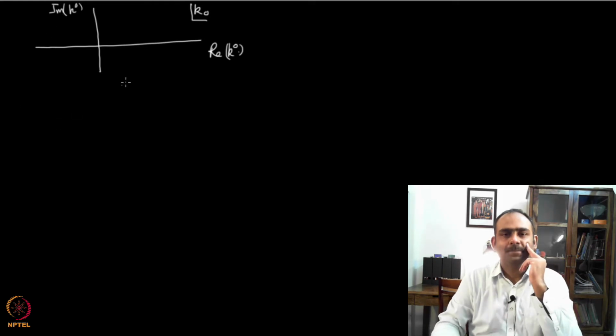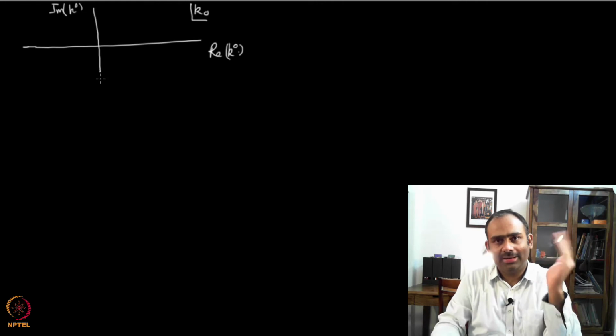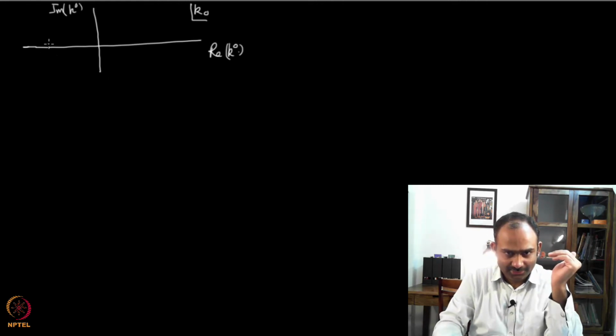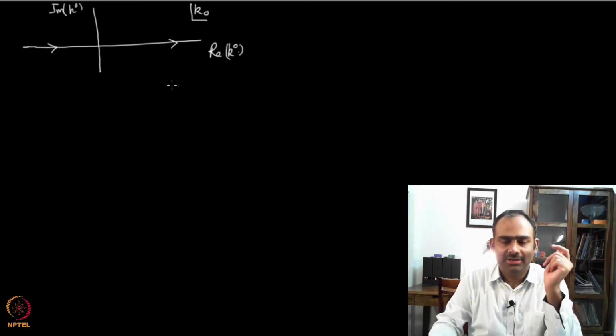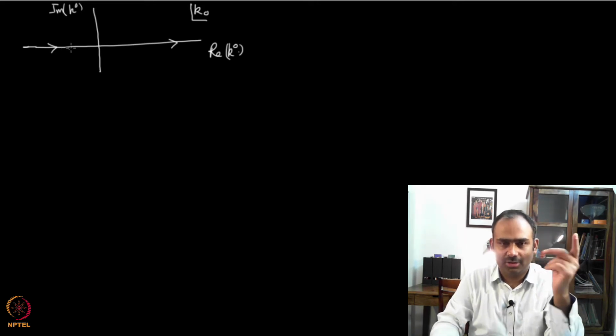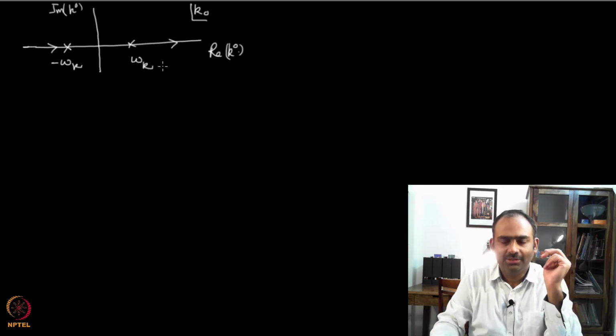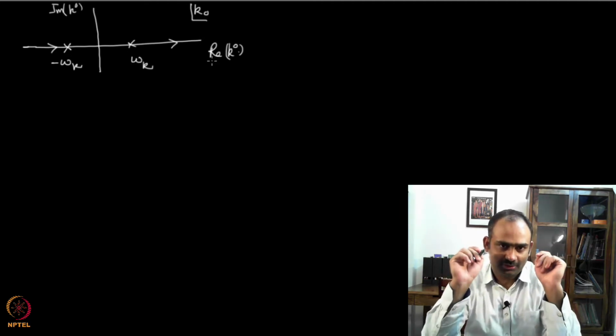Okay. So the integral is from minus infinity to plus infinity, which means the integral is over this real axis. I have to integrate over this line, and I have seen that there are two poles, and those two poles I will denote by crosses. One is at minus omega k, and one is at omega k. So these are the two locations of the poles.